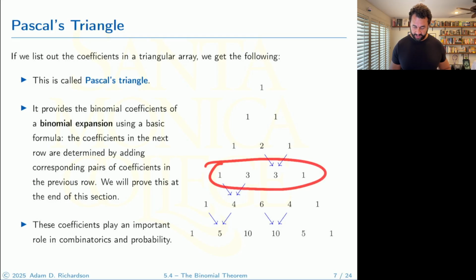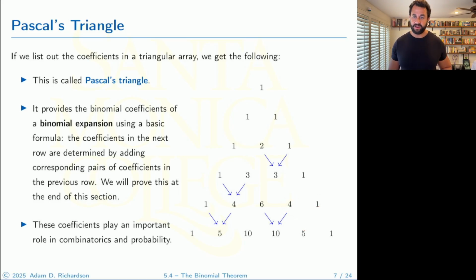Now for this row right here, I'm going to do 1 plus 2, which is 3, 2 plus 1, which is 3, and then 1's on the outside still. For this row right here, well, 1 plus 3 is 4, 3 plus 3 is 6, 3 plus 1 is 4, and that's the pattern, right? We'll do one more just for edification here. 1 plus 4 is 5, 4 plus 6 is 10, 6 plus 4 is 10, 4 plus 1 is 5, and so on. So there is a pattern.